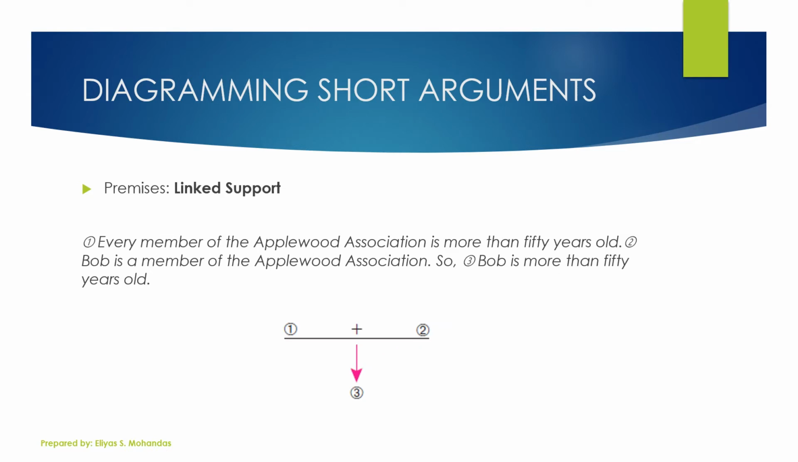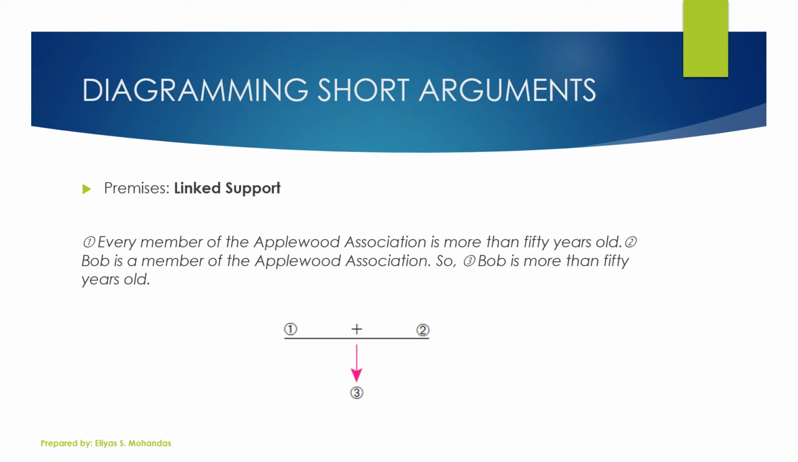Now, number two is linked support. Sometimes you may have premises that are supporting each other, or they are interconnected, and the two premises are together supporting the given conclusion. Now, let us look at this given example here. Every member of the Applewood Association is more than 50 years old. Bob is a member of the Applewood Association, so Bob is more than 50 years old.